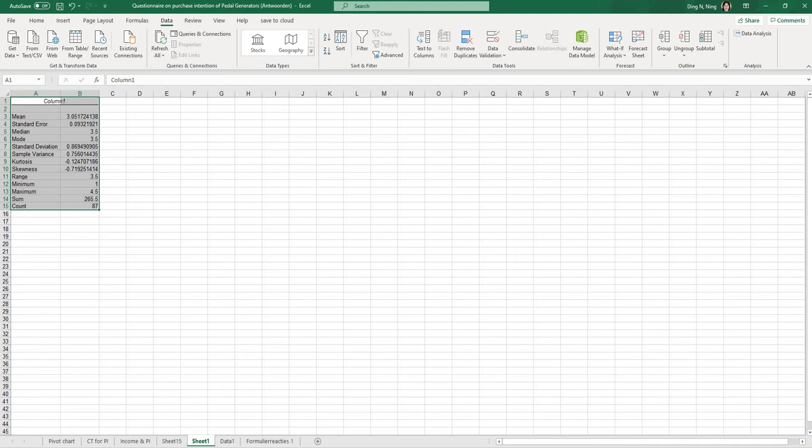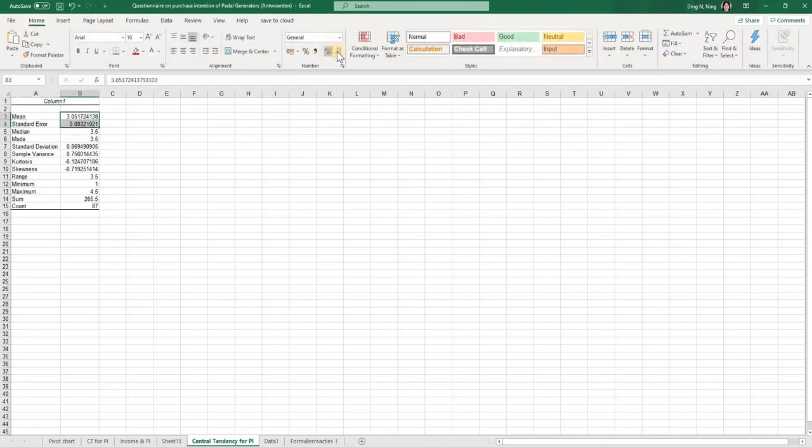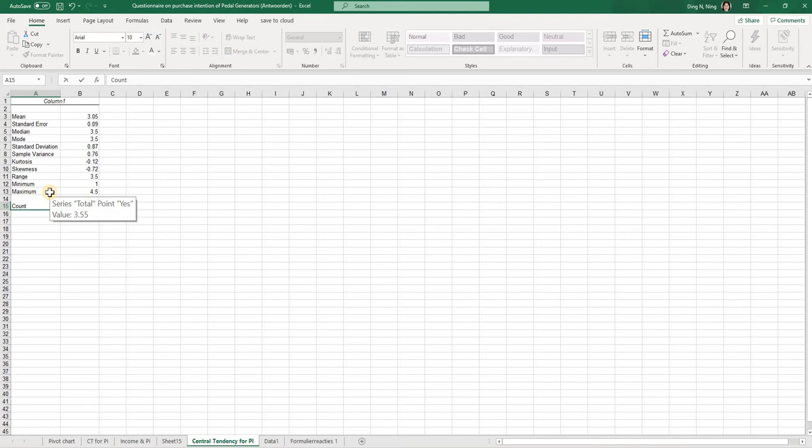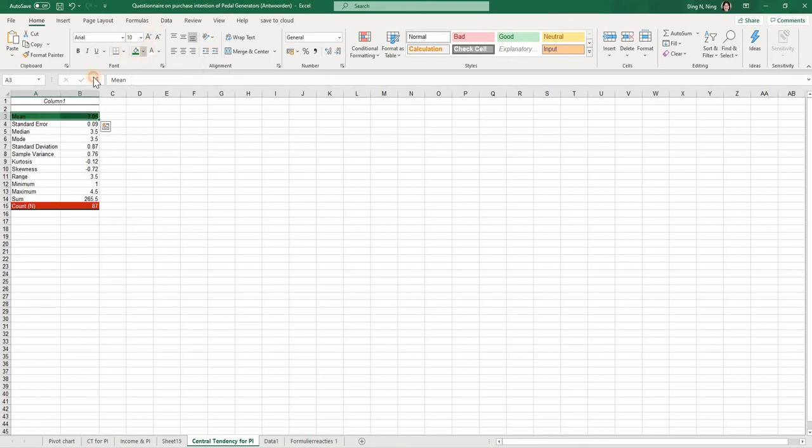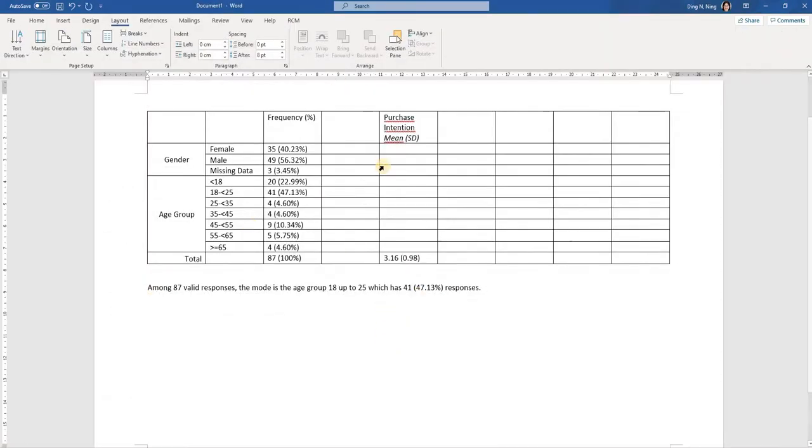So this is the descriptive analysis for purchase intention, and I will rename this tab central tendency for PI, purchase intention. And I can round some numbers into two decimals. In the report, I keep it consistent. And this is my N. So this N is 87. Yes, it's the 87 valid responses. And the most important is the central tendency here: mean, median, and mode.